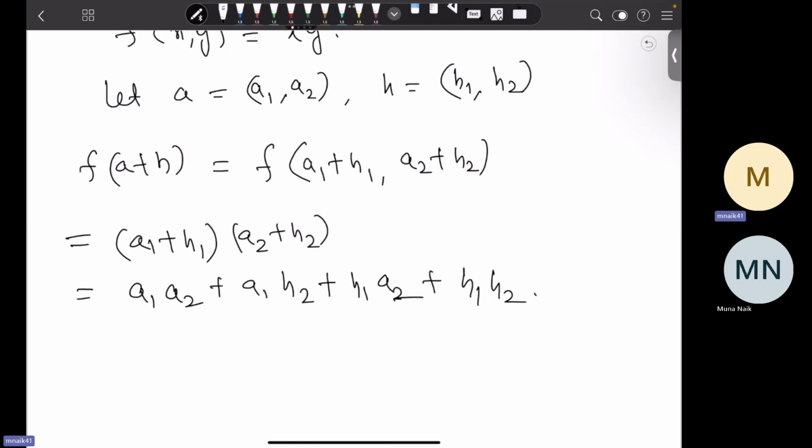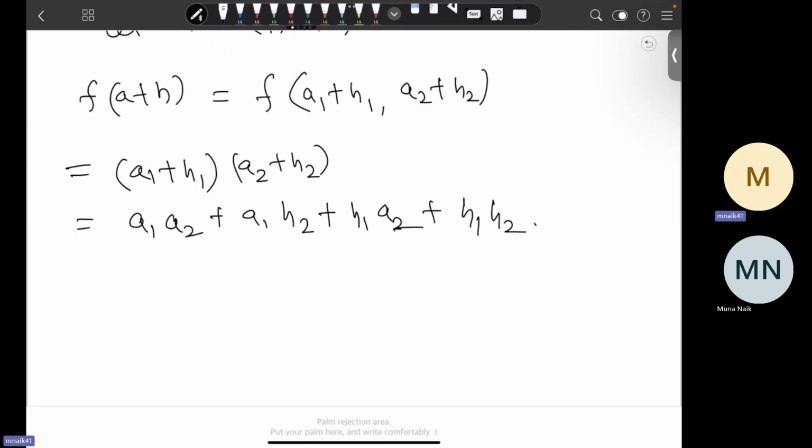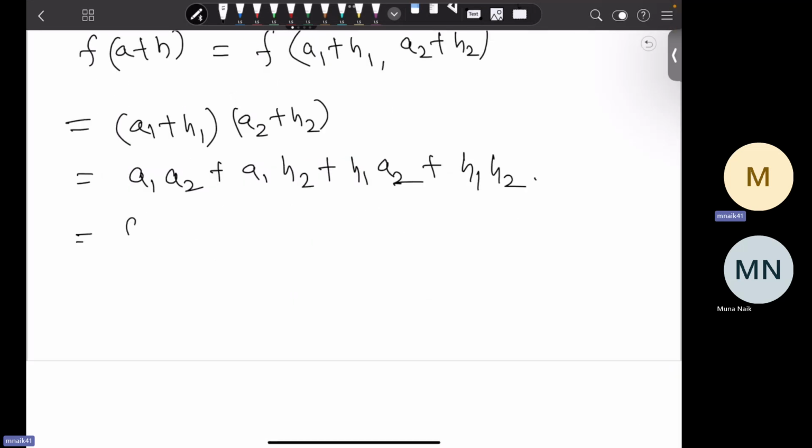H1 H2. Now you pause for a moment, and so this is the thing. This is f of A plus something like this. Okay. Now, those who are watching online can pause for a moment and think about the linear map. What is the linear map?